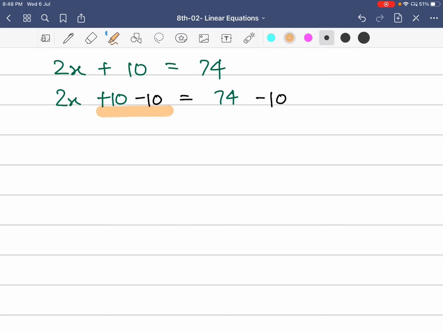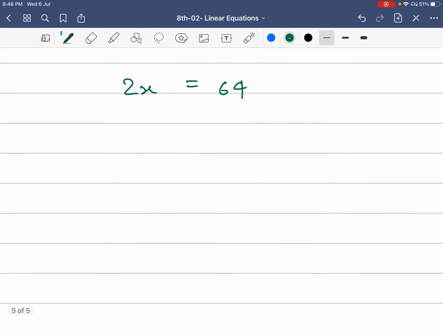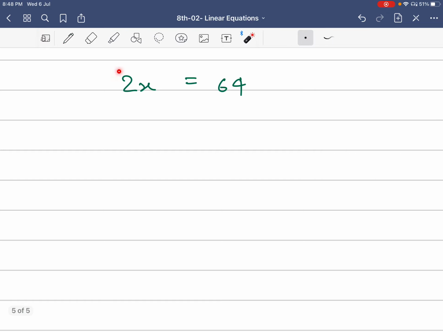As you can clearly see, plus 10 minus 10 will be equal to 0. So what remains is 2x, that is equal to, on the right hand side, 74 minus 10, which is equal to 64. Okay, so now again let's focus on this equation.